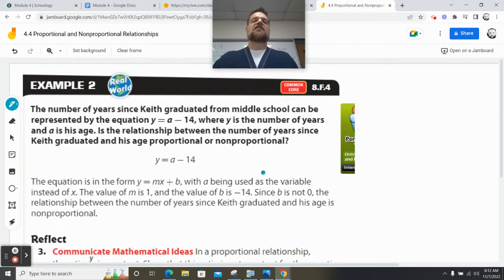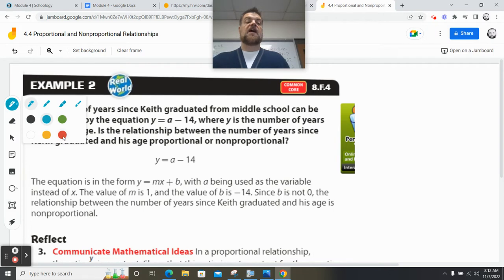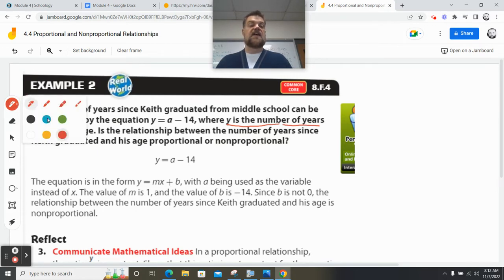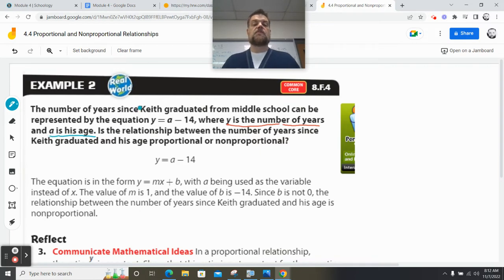All right. The number of years since Keith graduated from middle school can be represented by the equation y equals a minus 14, where y is the number of years and the age is a. I'm going to underline some stuff that I think is going to be important. Is the relationship between the number of years since Keith graduated and his age proportional or non-proportional?